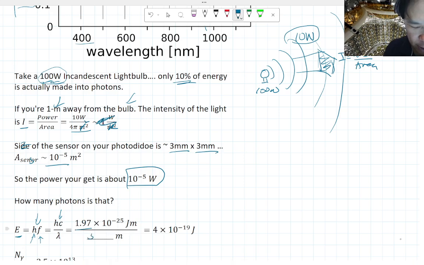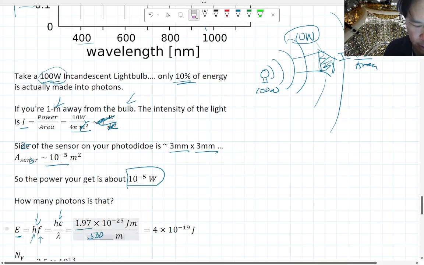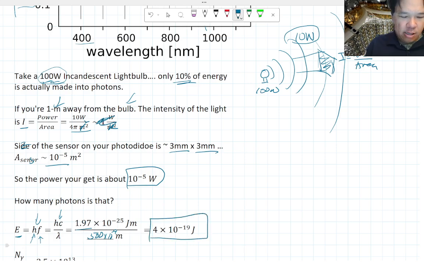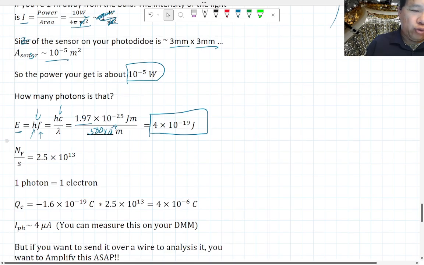Therefore, hc is about 2 times 10 to the negative 25 joule meters. So if you put in 500 nanometers, 10 to the negative 9, that's about the wavelength of green light. Okay, 500 nanometers. So that means the energy that we get out of that per photon is about 4 times 10 to the minus 19 joules.